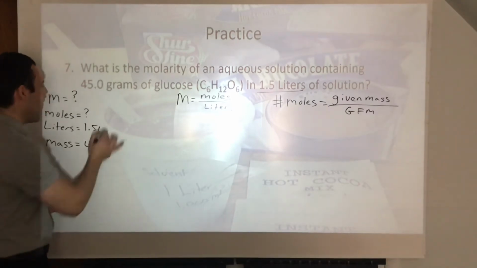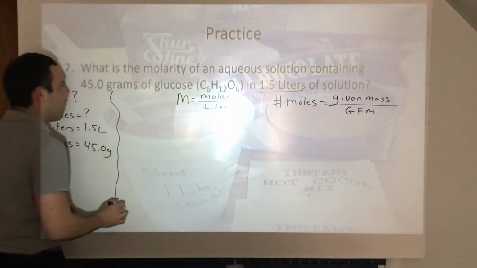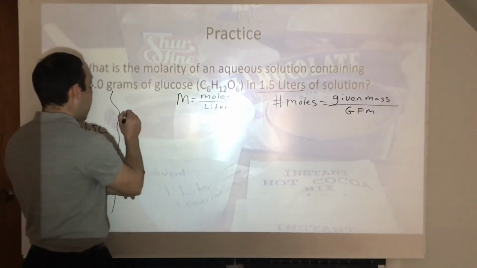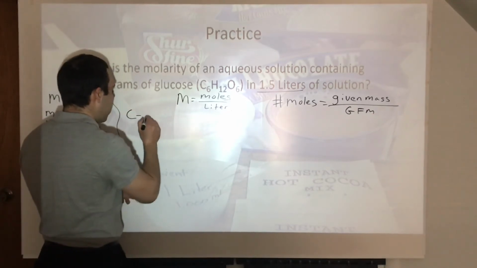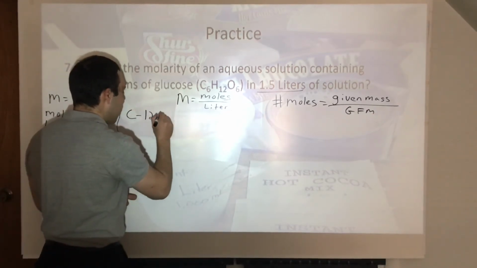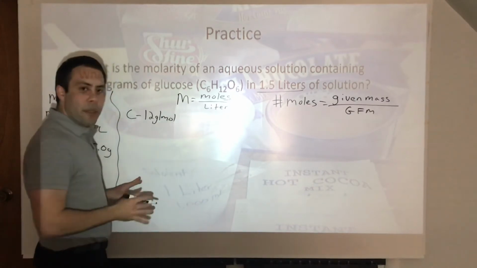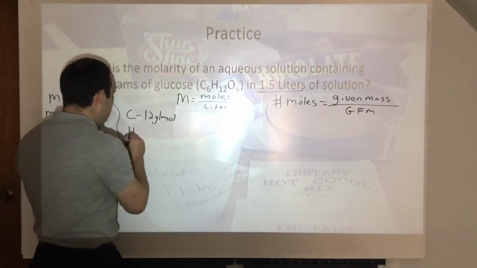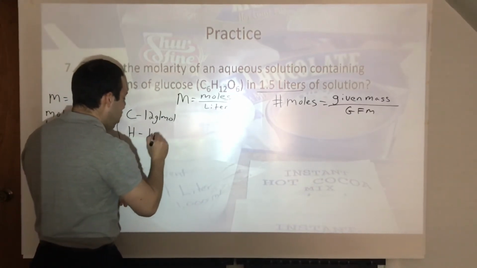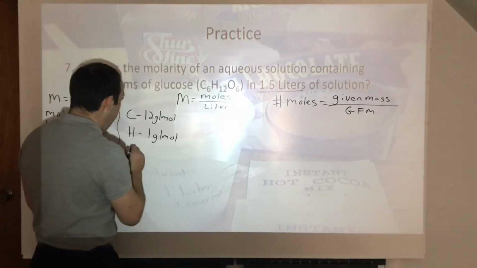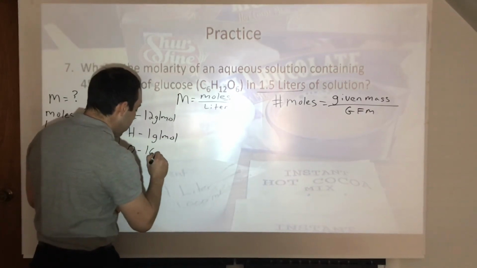We need our periodic table. Using our periodic table, we find out that carbon has a mass of 12 grams per mole, when rounded to the nearest whole number. Hydrogen has a mass of 1 gram per mole, and oxygen has a mass of 16 grams per mole.